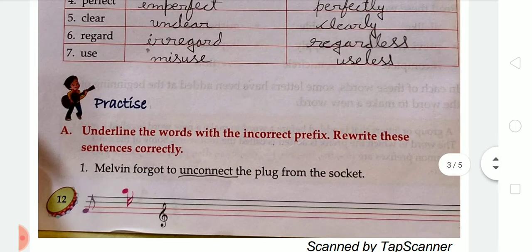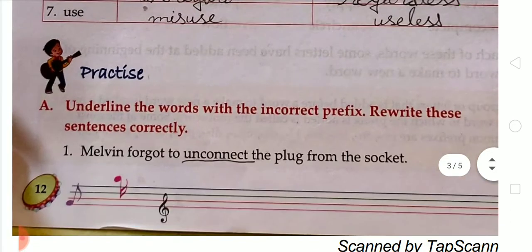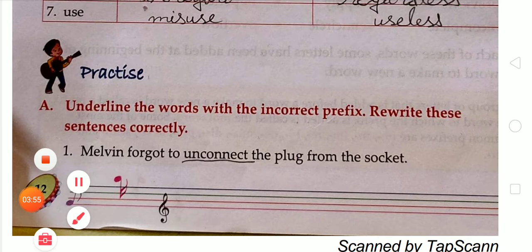So student, what will we do in this exercise? First of all we have to read the given heading: underline the words with the incorrect prefix, rewrite these sentences correctly. Dear student, we have to underline the incorrect prefix given in the sentence, and after that we have to rewrite the given sentences correctly by using the correct prefix word.